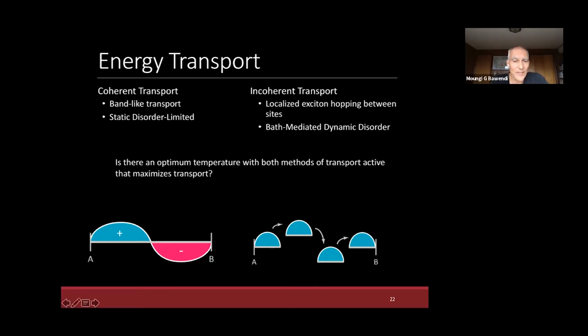And there's a belief that there's an optimum temperature where both methods of transport are active, and that this optimum temperature maximizes transport. We don't know where that temperature is in our system. It's probably fairly low, and we're looking at actively putting in some static disorder to get that temperature a little higher. So that's one case where transport disorder comes into play.